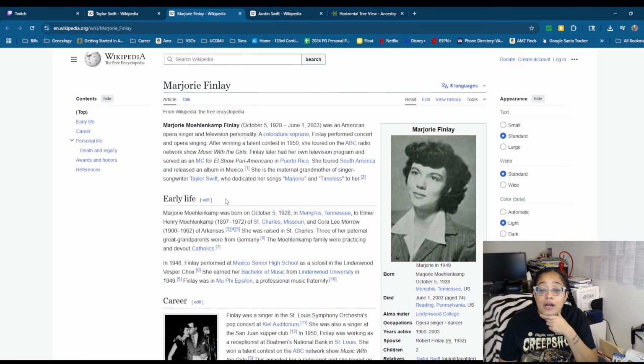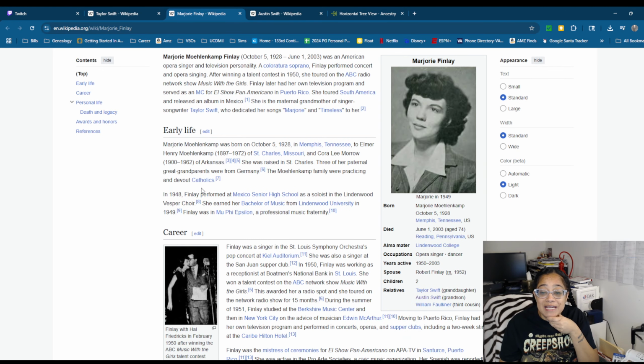Okay, so she is the maternal grandmother of singer-songwriter Taylor Swift. Amazing. She was born to Elmer Henry. Okay, so we have some clues here. Elmer Henry.